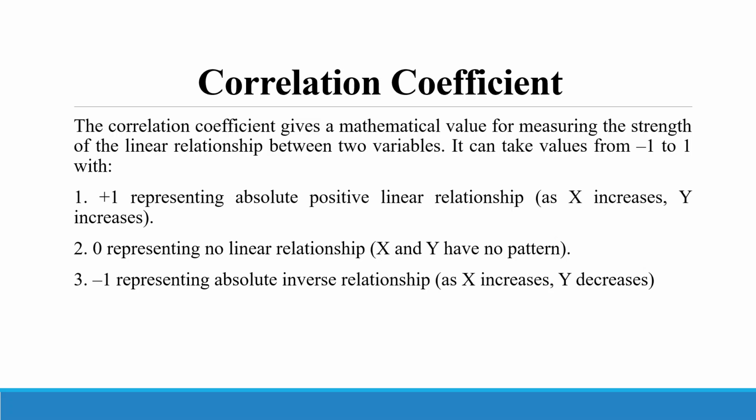It can take any value from minus 1 to 1. Plus 1 represents an absolute positive linear relationship, 0 represents no linear relationship, and minus 1 represents an inverse relationship.